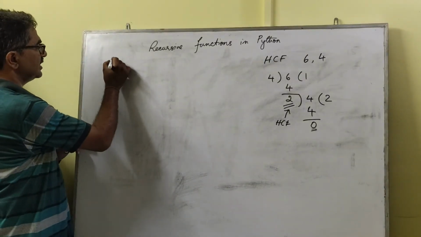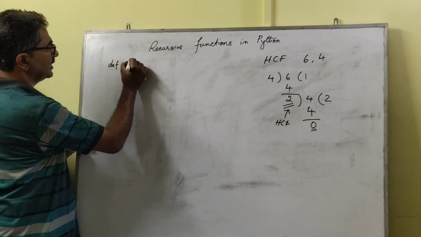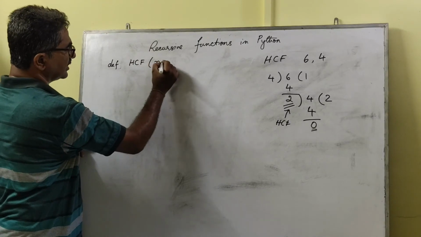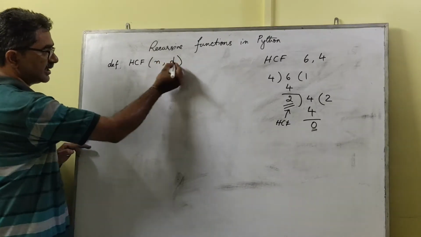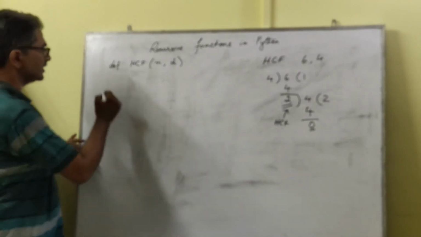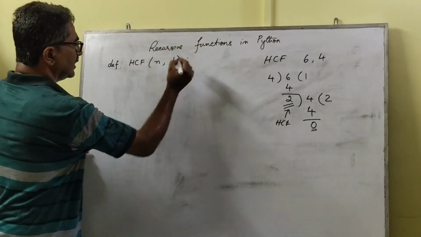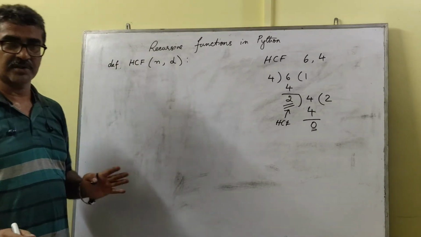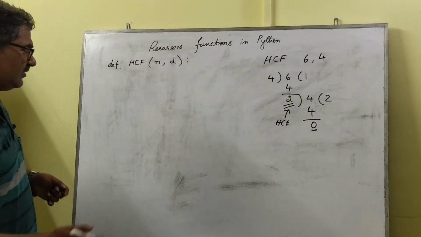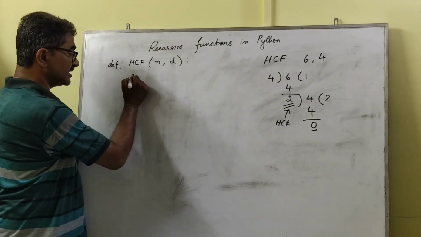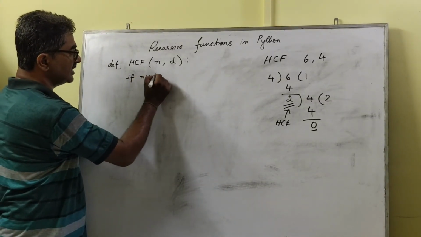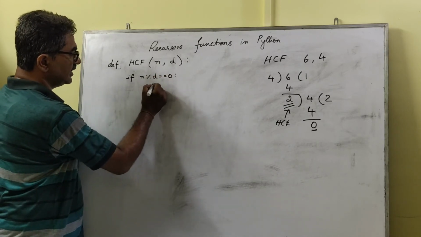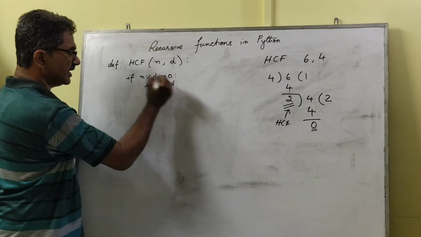So let's take this. Let the name of the function be HCF. And let me take two variables n and d indicating numerator and denominator, easier to reference. Now we are going to check whether n is divisible by d or not. If it is divisible by d, obviously d is the HCF. So that is the test case. If n modulus d equals 0, return d, because that's the HCF.